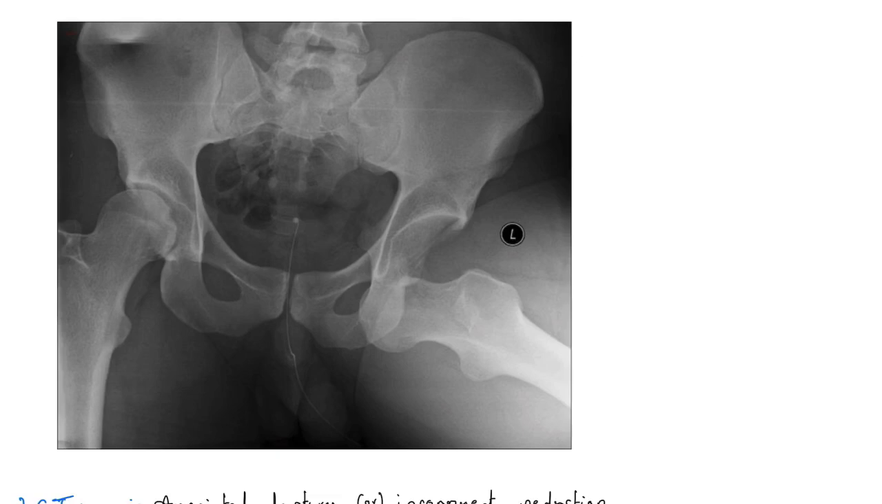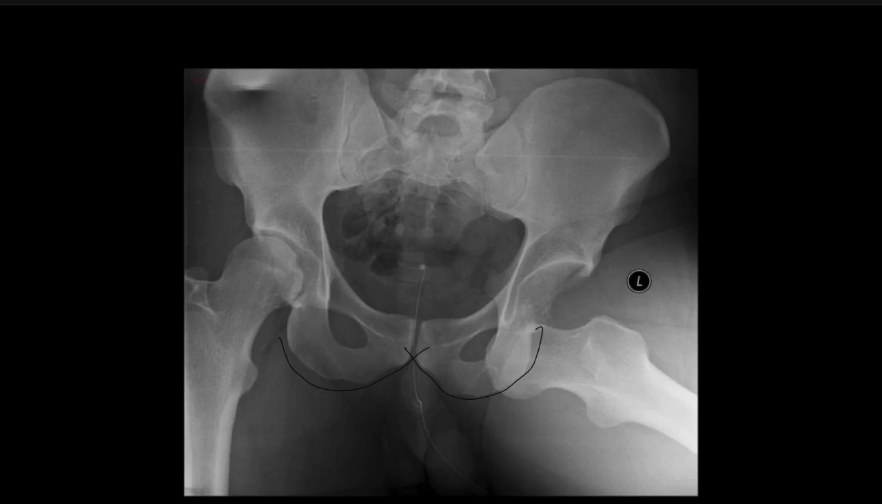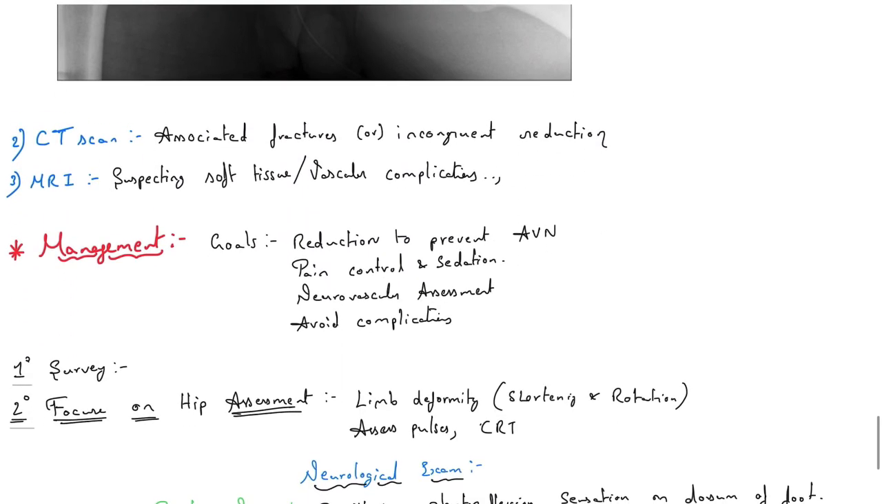So first in investigation we have to do X-ray imaging, where we can also compare Shenton's line with both sides. Then we can do a CT scan, which shows associated fractures and incongruent reduction. If the patient has avascular necrosis risk, soft tissue injuries, labral damage or vascular complications, and we suspect any soft tissue injury, then we can do MRI scanning.